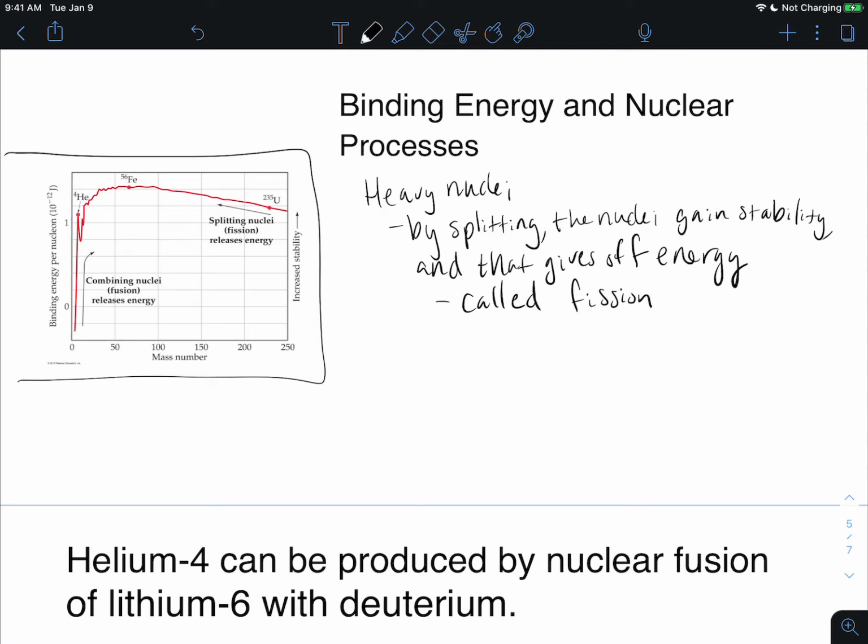Okay? And then if we have really light nuclei, we can take them and we can combine them, and that's going to emit a large amount of energy as well because they have a very low binding energy per nucleon. Adding them together, again, makes it more stable, and that releases a large amount of energy. So our lighter nuclei are going to emit a great amount of energy by combining.